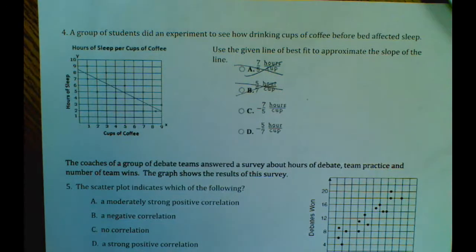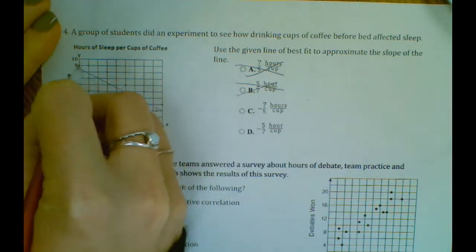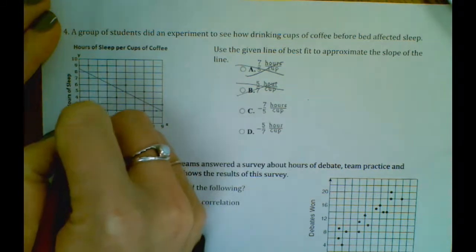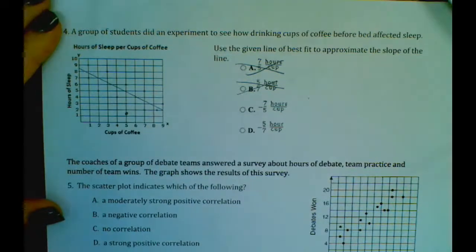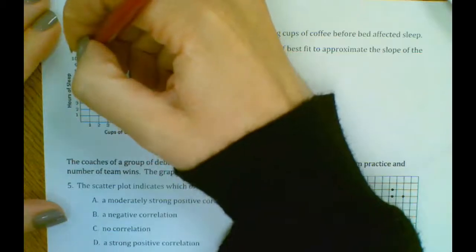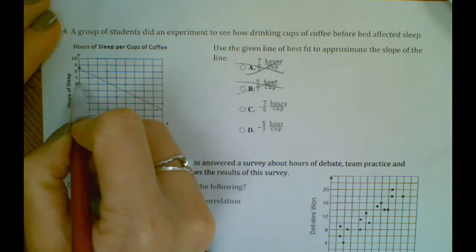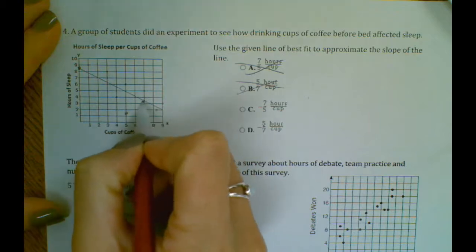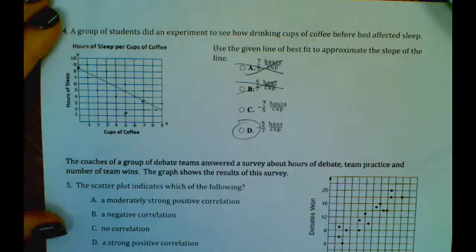So if we look at our slope, let's just say we start here, we'll just start at 9, and we go down 7 and over 5, that would put us about here. Okay, so that would be our slope there. If we did 5 over 7, okay, that looks just about right, 5 over 7. So we would choose answer D.